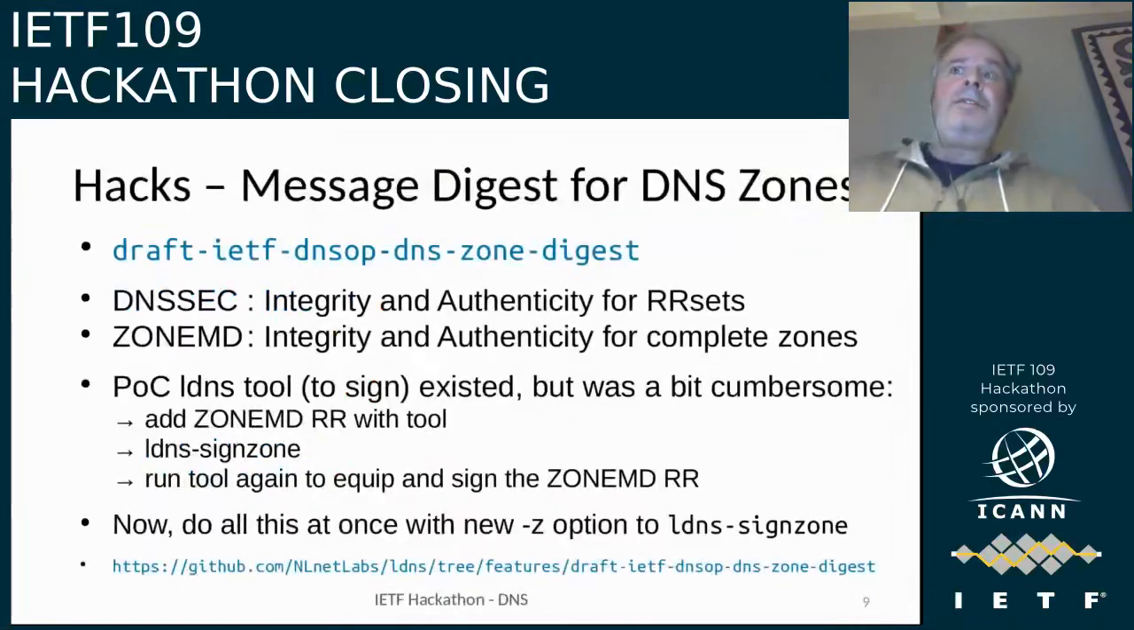So another hack that was done is the DNS ZONEMD. You know, DNSSEC provides integrity and authenticity for complete RR sets. ZONEMD provides integrity and authenticity for complete zones, so a secondary authoritative server can be sure that it serves the complete zone. There used to be a proof of concept tool written by the author of the draft, but it was a bit cumbersome to use. During the hackathon, a new option was introduced in LDNS sign zone to provide a ZONEMD resource record to a zone without much hassle.